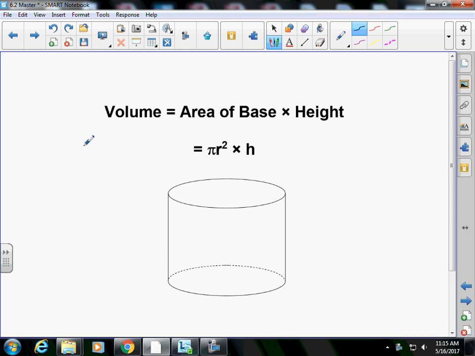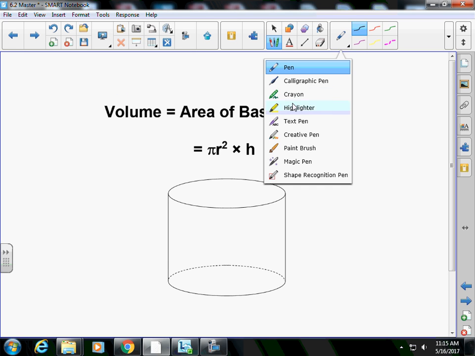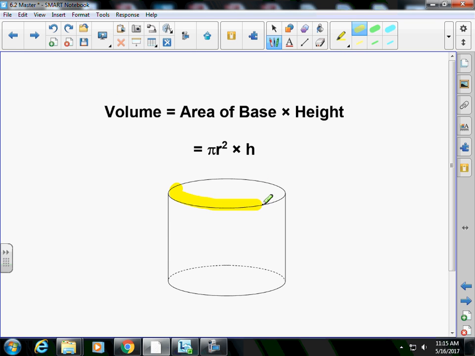I want to talk about volume, and instead of using strips, when we rotate these strips, we're going to create cylinders or disks. In this case, we're using disks. So I want to find the area of these cylinders, and the area is equal to the base times the height. The base is the area of the circle, multiplied times its height. So the area of the circle is pi r squared times its height.